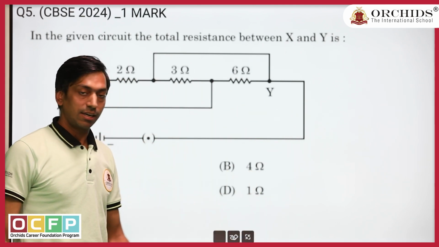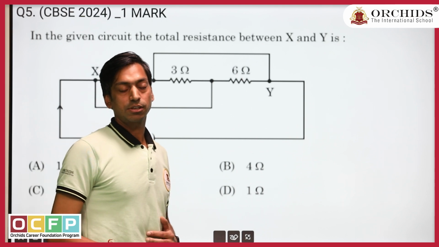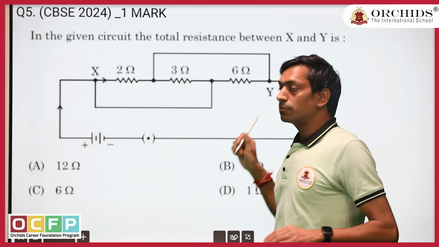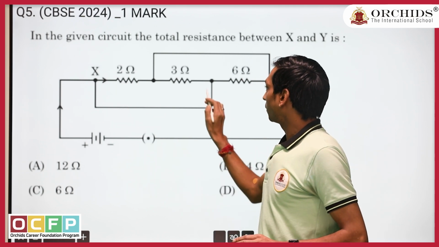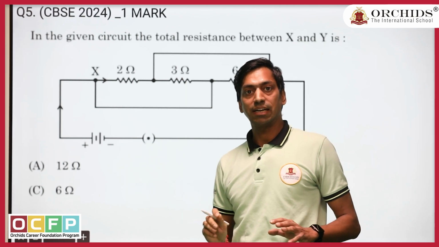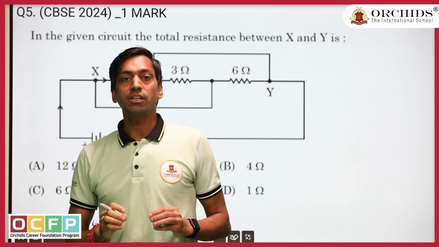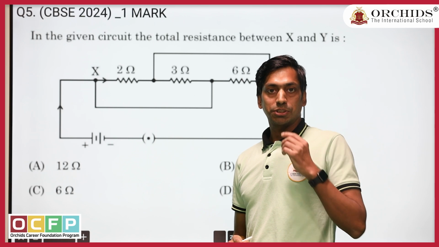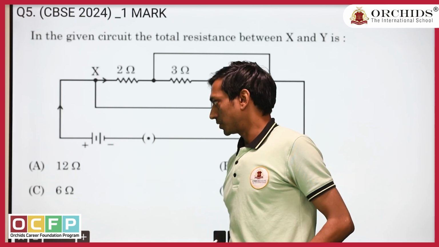But luckily 11 is not the option. If 11 is the option, then most of the students will commit the mistake in this question. It looks like series, but it is not series because you can see here in between wires are connected. We cannot say that directly it is in series combination. So it's a tricky question and the question was asked in 2024. It was a 1 mark question. So let's see how to solve this question.